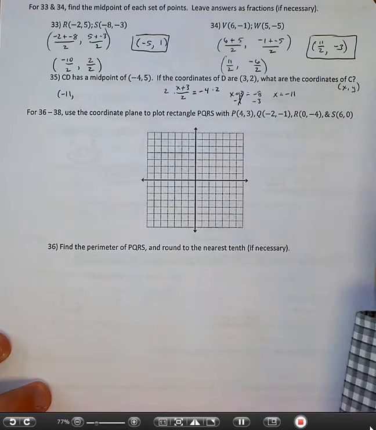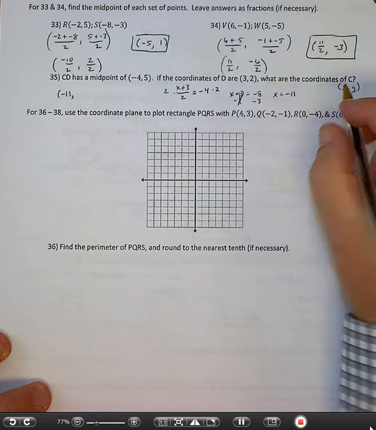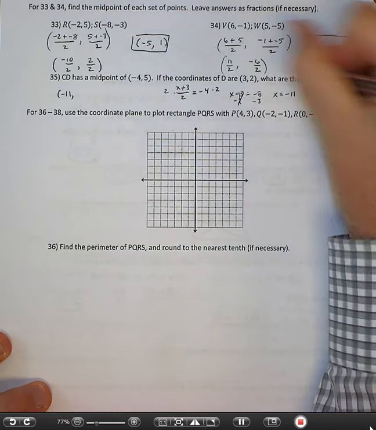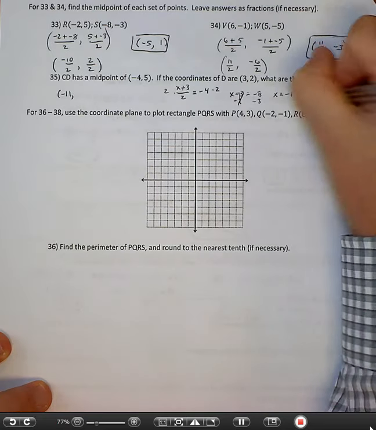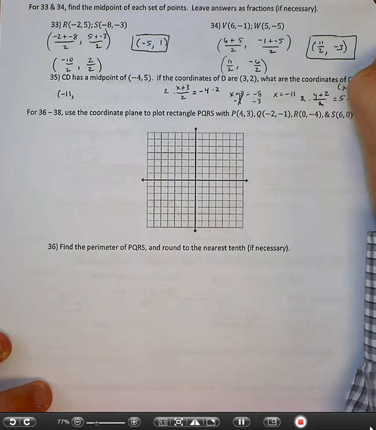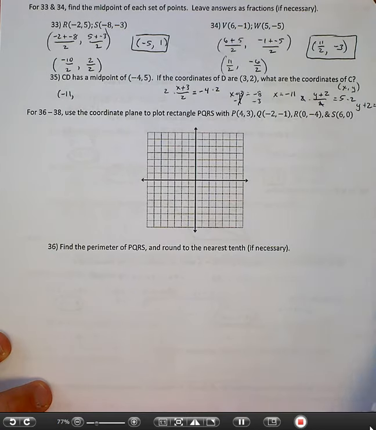Now I got to do the y coordinate. It's the same idea. Y plus 2 divided by 2 equals 5. Times by 2, you get y plus 2 equals 10. Subtract 2, I get 8.